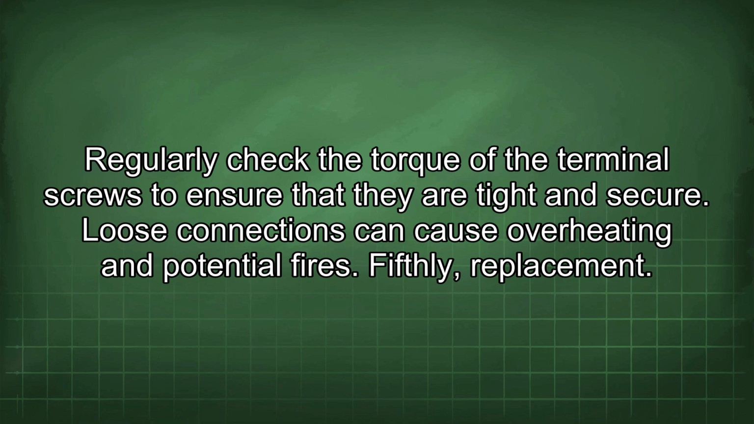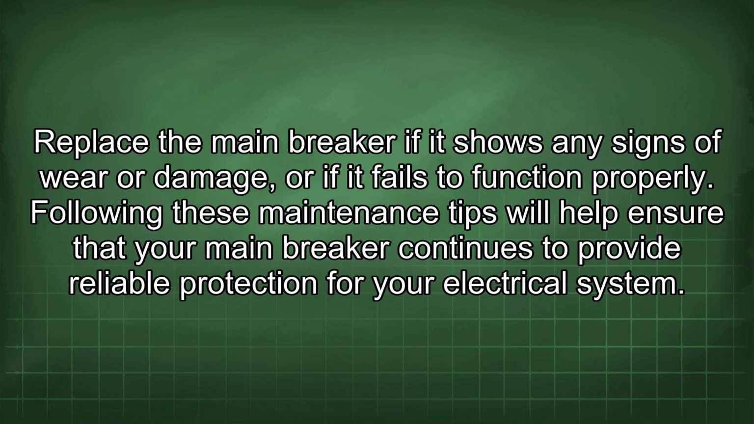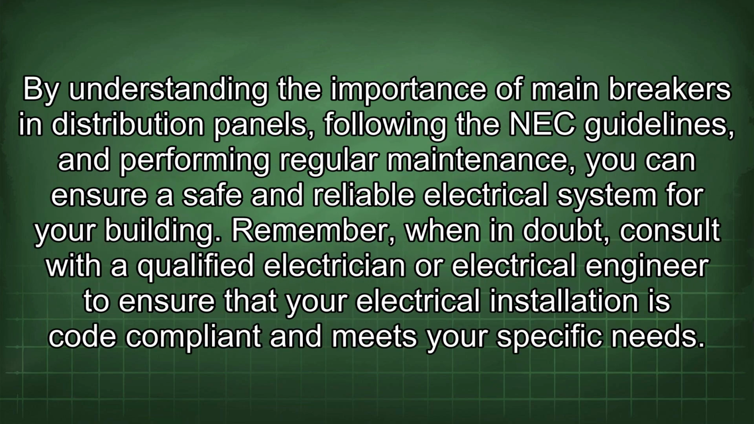Fifthly, replacement. Replace the main breaker if it shows any signs of wear or damage, or if it fails to function properly. Following these maintenance tips will help ensure that your main breaker continues to provide reliable protection for your electrical system. By understanding the importance of main breakers in distribution panels, following the NEC guidelines, and performing regular maintenance, you can ensure a safe and reliable electrical system for your building.